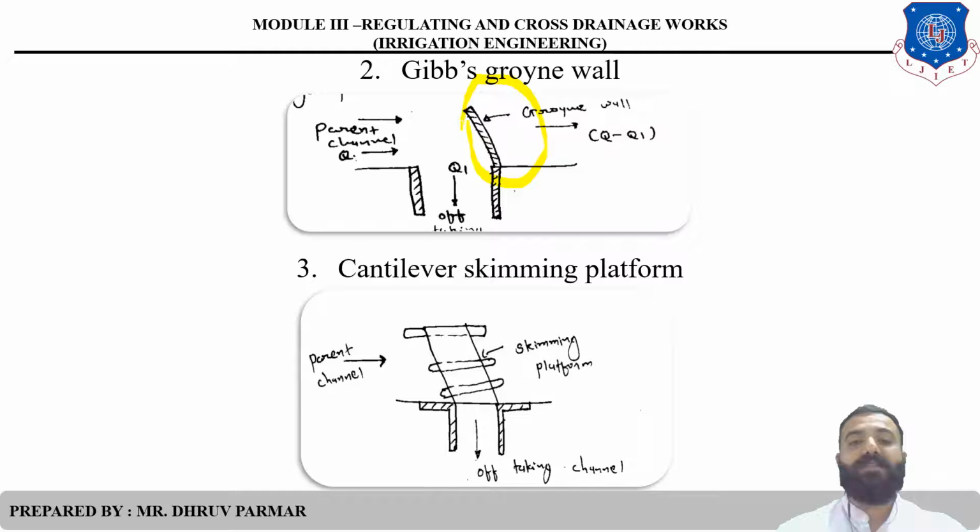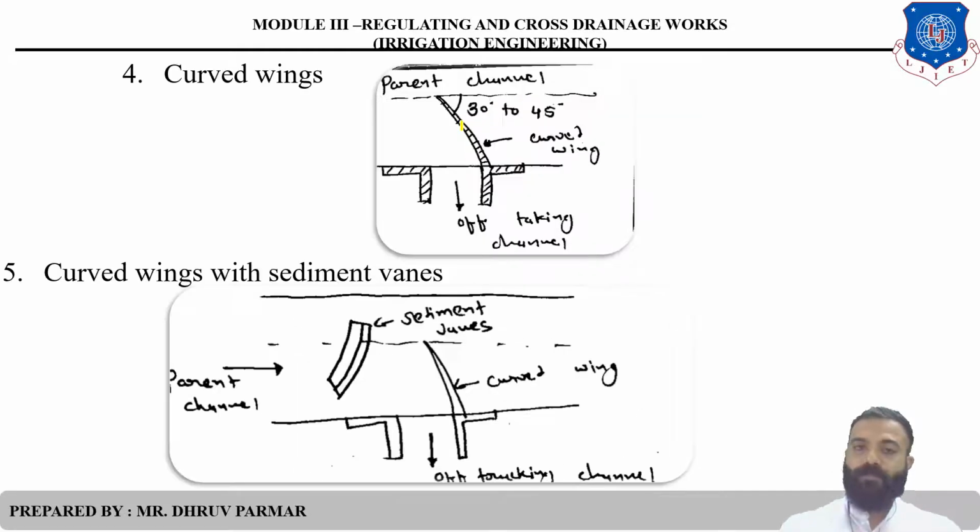Then the third one, cantilever skimming platform. In the cantilever skimming platform, the skimming platforms are constructed on the upstream side of the off-taking canal, always in the parent channel. The skimming platform prevents the entry of silt into the off-taking canal. Clear? The skimming platform is constructed inclined towards the off-taking canal, not straight. Please remember that.